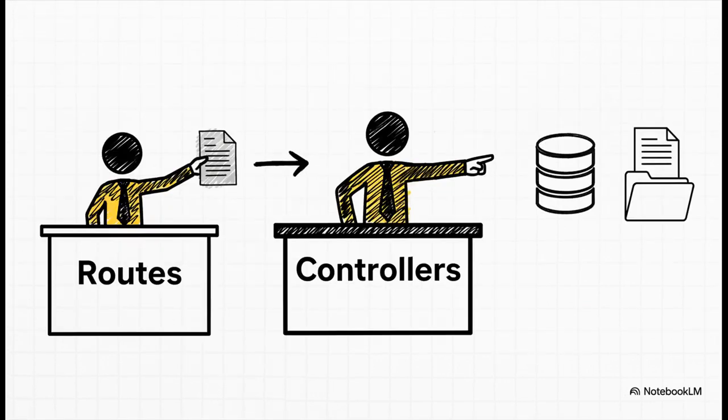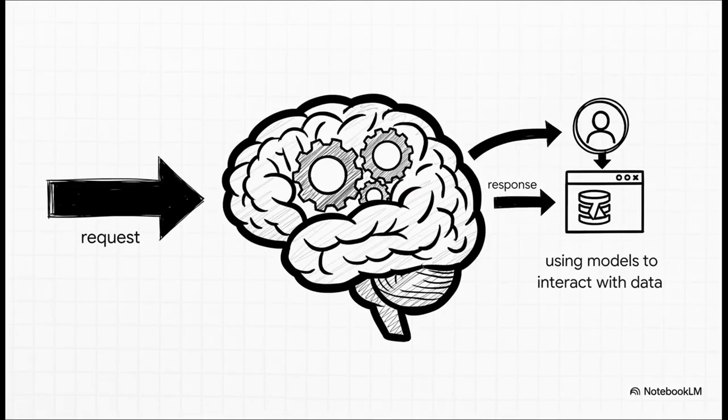So where does the receptionist send that call? It goes to the controllers folder. If the routes are the receptionists, then the controllers are the department managers. They get the assignment and are responsible for actually getting the job done. The controllers are the real brains of the operation. This is where your actual logic lives. A controller takes the request, figures out what to do, maybe uses a model to talk to the database, and then prepares and sends a response back to the user.